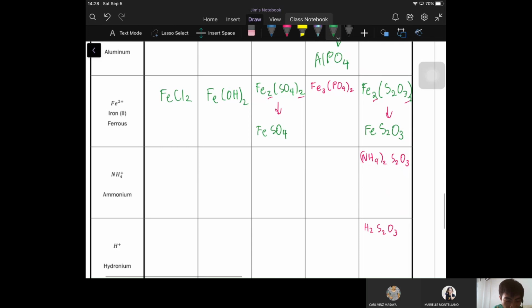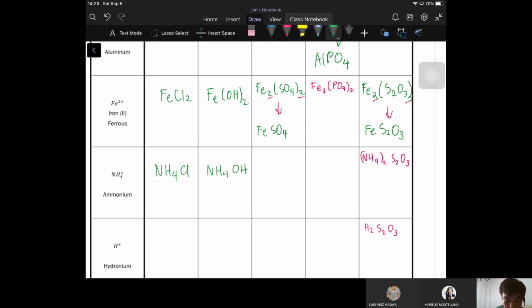Ammonium and chlorine, 1 and 1 lang naman yung kanilang charges, so NH4Cl lang yan. Ammonium and hydroxide, parehas lang naman 1 yung exponent, edi wala tayong gagawin. Paglagyan mo man yan ng parenthesis, 1 yung subscript nun. Ano ginagawa pag 1 yung subscript sa parenthesis? Tinatanggal na lang yung parenthesis, diba?